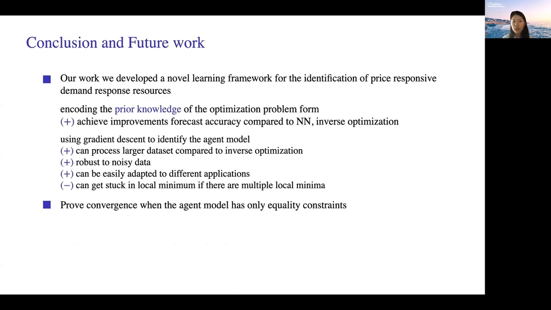To summarize, our work developed a novel learning framework for the identification of the price responsive demand response. Our contribution is to encode this prior knowledge so we can achieve better performance to forecast the demand response compared with the baselines. Also, we propose to use gradient descent to identify this agent model. It can process larger data sets compared to inverse optimization. It is robust to noisy data, and it can be easily adapted to different applications. Well, it also has some disadvantages. For example, it can get stuck in a local minimum if there are multiple local minima. And in our work, we also prove the convergence for the agent model with equality constraints.